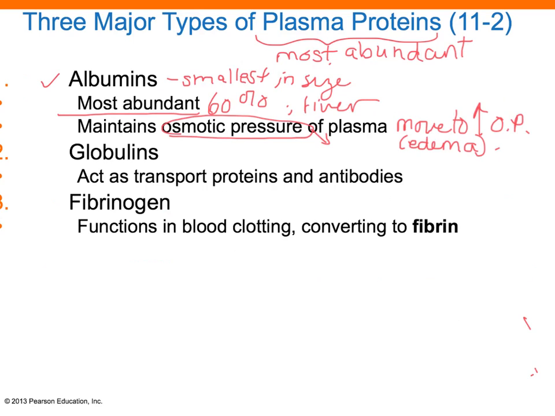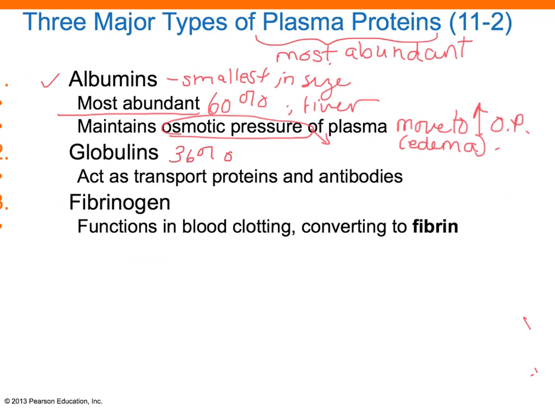The other type of protein would be the globulins, which make up about 36%. And these act as transport proteins. They can be further subdivided into alpha, beta, and gamma globulins, but for our class, I don't want you to have to worry about that. You don't have to remember those. The liver synthesizes these globulins, and there are a variety of functions, including transport of lipids and fat-soluble vitamins. And they also transport antibodies.